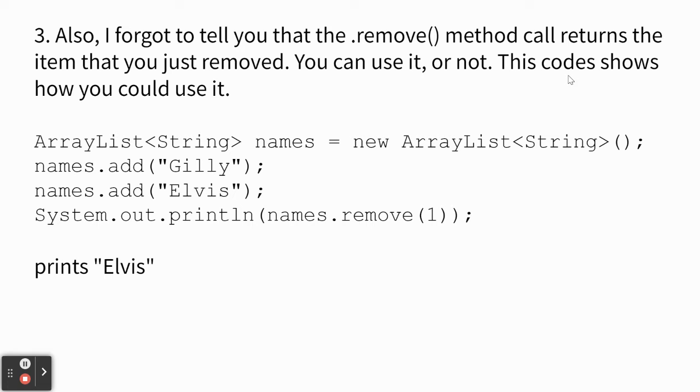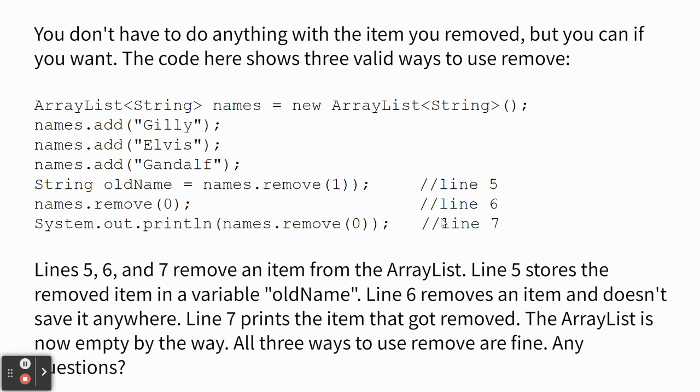Okay. Number 3, I also forgot to tell you that the remove method returns the thing you removed. Like it hands it to you. Like, okay, I'll take it out of the list, and here it is. So in this example, I made an array list called names. I added Gilly, my dog, Elvis, my now deceased rooster, and then I removed Elvis, I guess because he died. This code prints Elvis. So when you say names.remove, it gets something out of the array, removes it, and then it prints it.